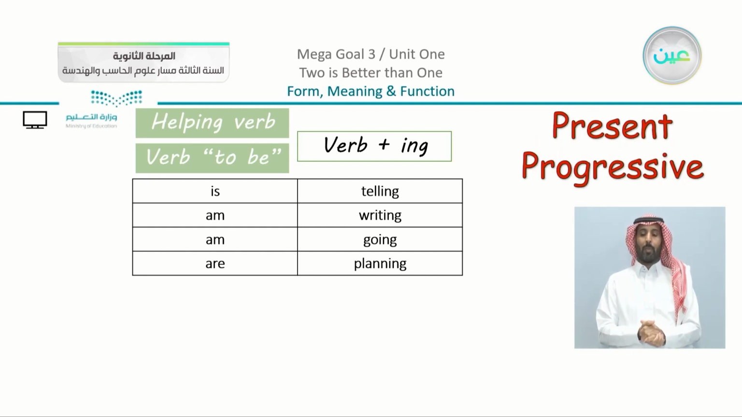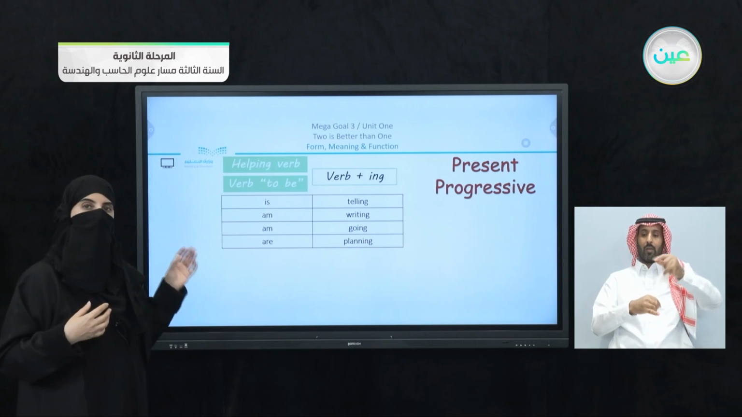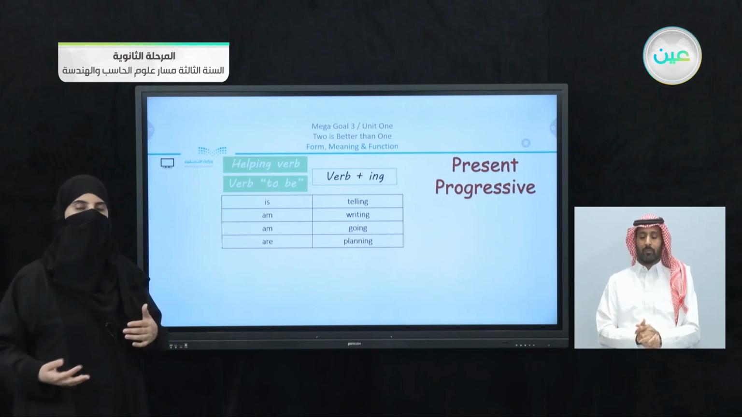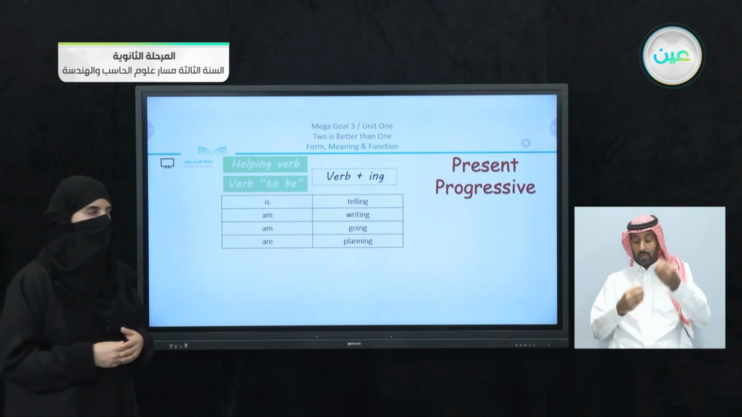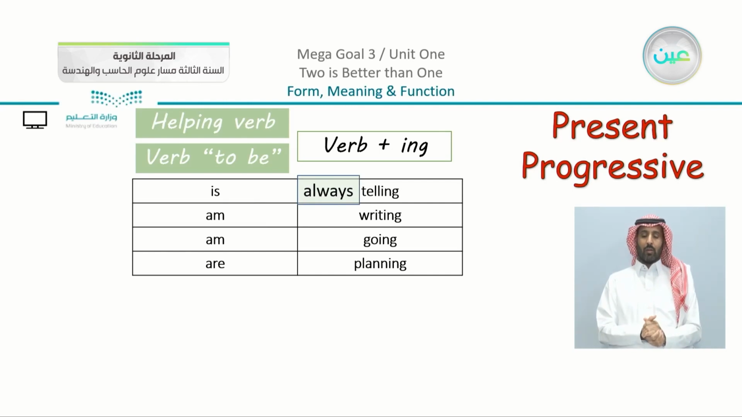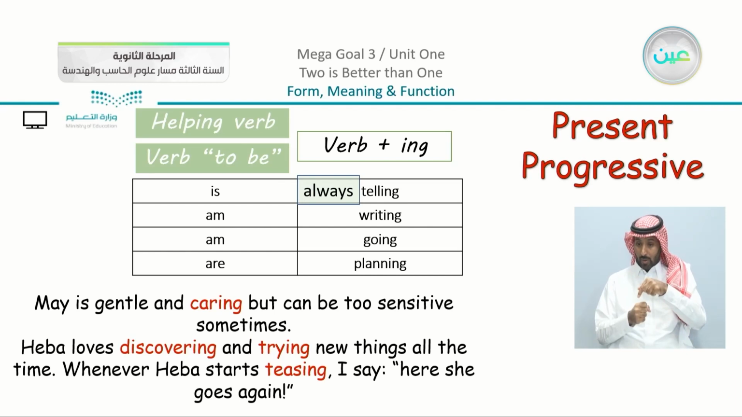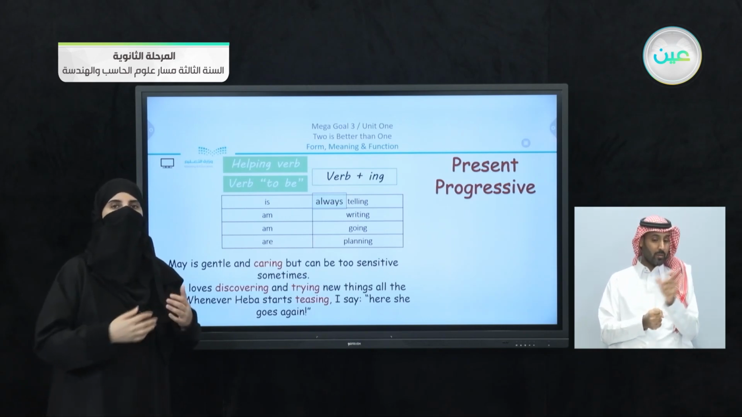yes, the present progressive. So what is the present progressive? I gave you a chance just to recall here. The present progressive means that we are going to use helping verbs, and specifically the verb to be, and then it is followed by a main verb which is attached to an ing. Now, we can say also always telling, as I mentioned before, that we have here she goes. Now, I am always.